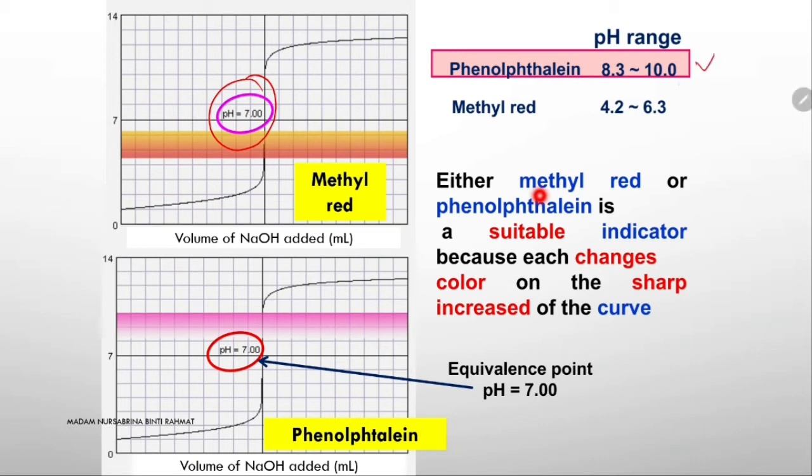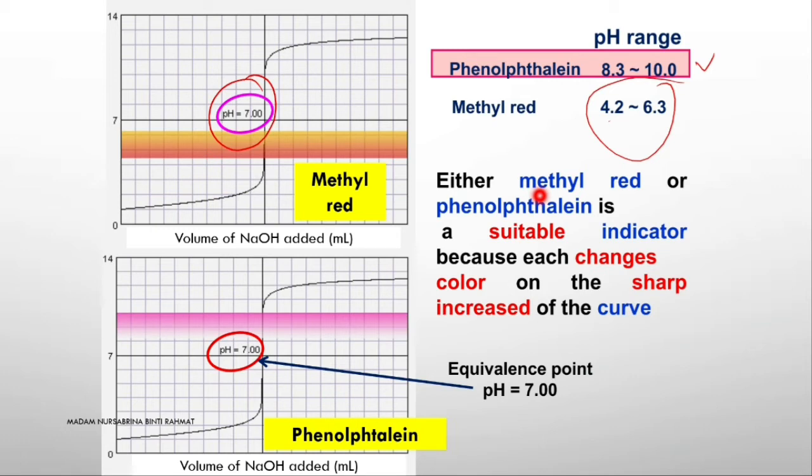What about if I use methyl red? My methyl red has a pH range of 4.2 to 6.3, so it changes color before we reach the equivalence point. So between these two, which one do you think will be the best indicator to be used for your titration between hydrochloric acid and NaOH?